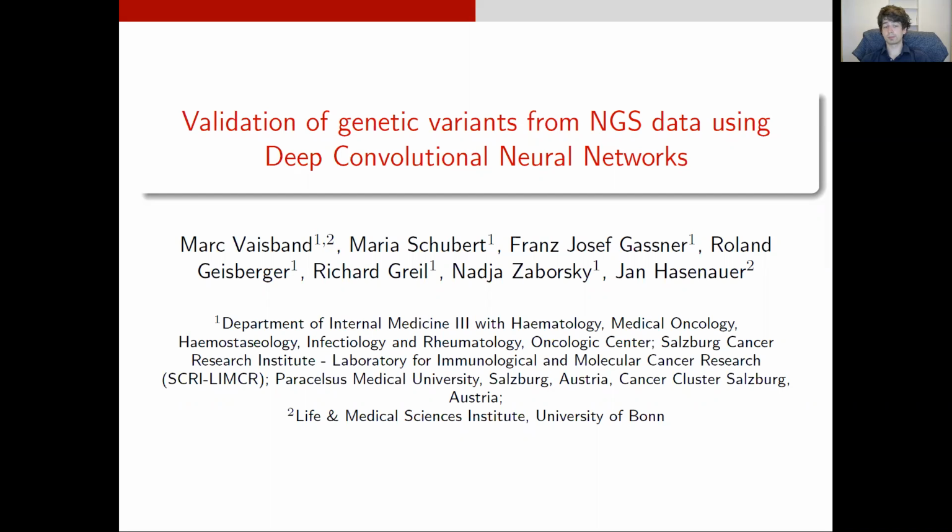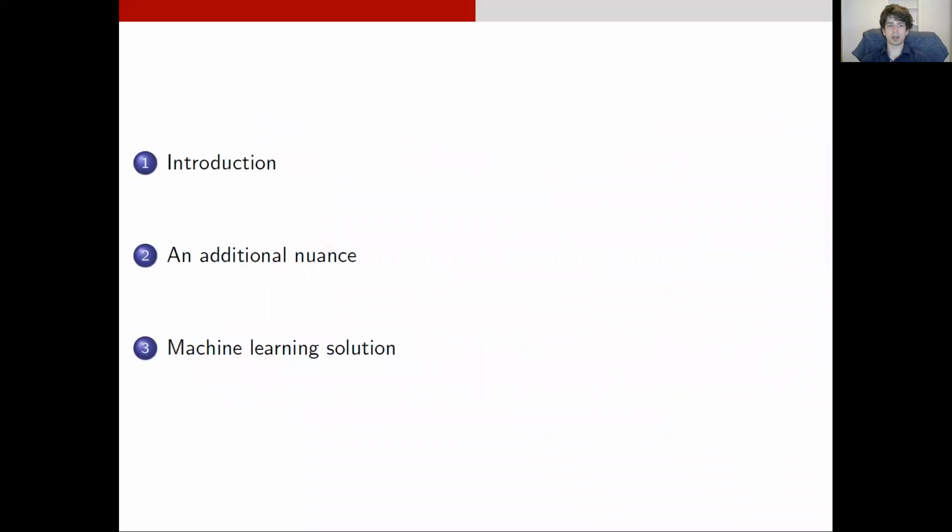So, welcome. My name is Marc Vaisband, and today I will talk about the validation of genetic variants from NGS data using deep convolutional neural networks. I'll give a brief introduction to the topic, and I will then point your attention to a particular detail, and lastly present the solution we have for this task.